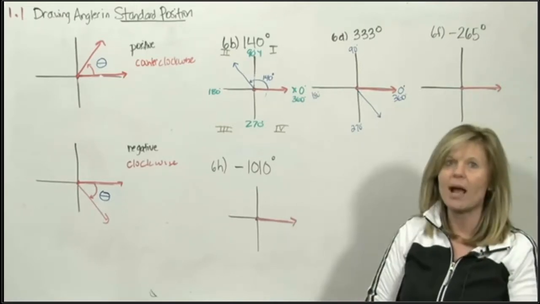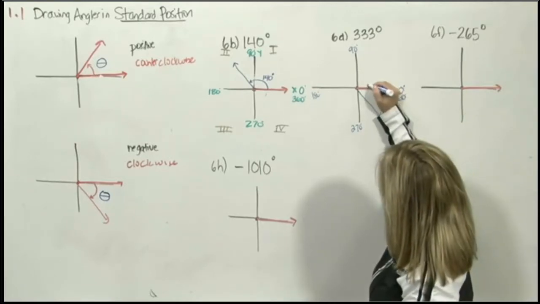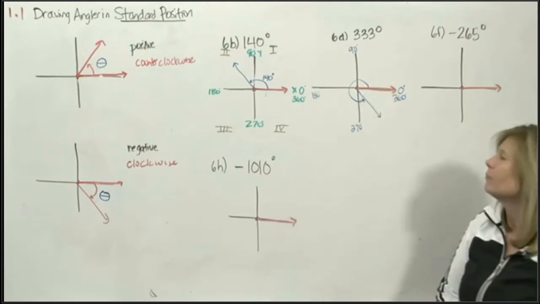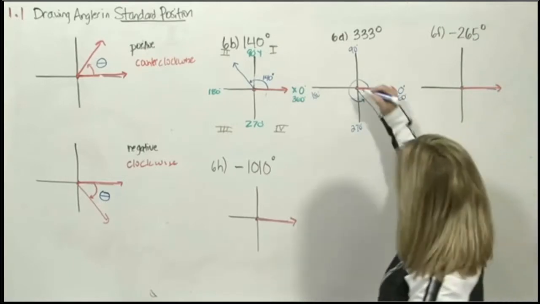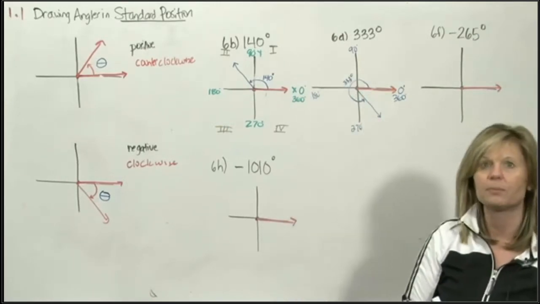Is that picture correct? No, it's not. I have to show from the initial ray that it rotated counterclockwise all the way to there. That counterclockwise rotation tells me the angle is positive, and I'll actually label this 333 degrees.